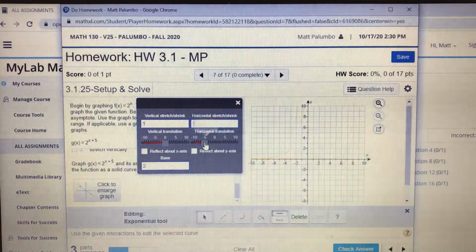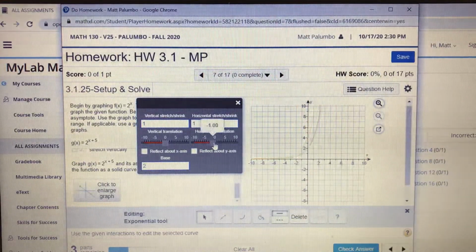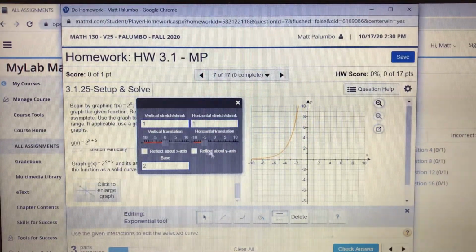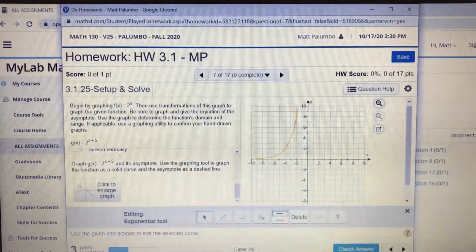There we go. 1, 2, 3, 4, 5. Is that right? Let me go back to 0. 1, 2, 3, 4, 5. Okay, that should be it for this graph.